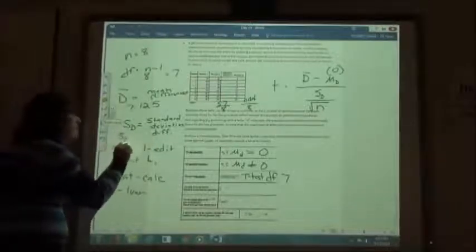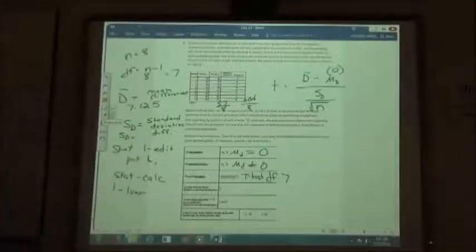For the X? Yep. I don't know if that's right. Did I do that right? 9.8, let's see, yeah, 9.819. Yep, that looks like it's the right one.